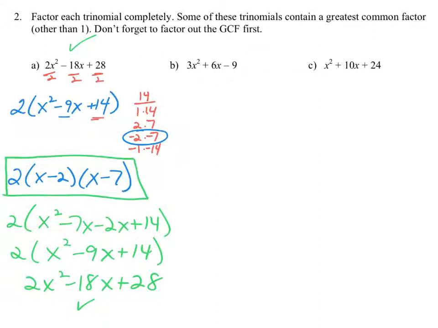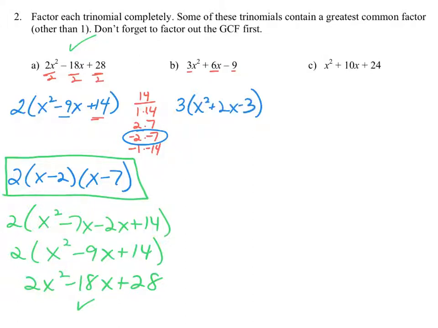In example B, we have 3x squared plus 6x minus 9. Let's look at the GCF for each of those terms. They're all multiples of 3, so my greatest common factor for all the terms is 3. When we factor that 3 out, we'll be left with x squared plus 2x minus 3.